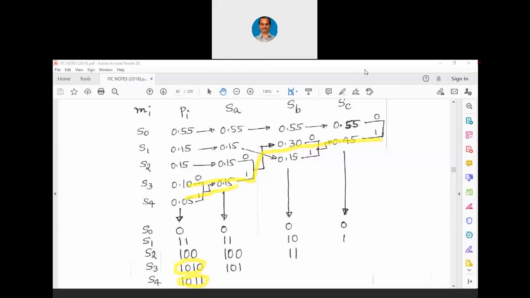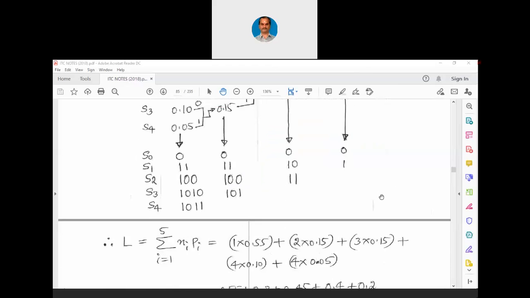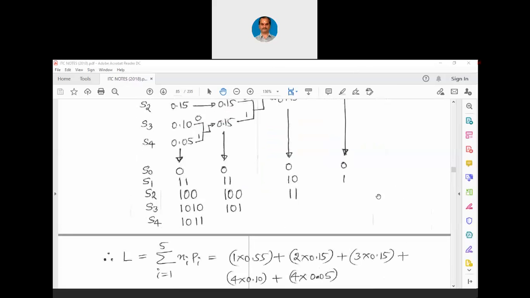The procedure is simple, but you will have to understand it clearly. Now, let us find out the efficiency. Finally, we have this code. Please note this. S0 is 0, S1 is 1, 1, S2 is 1, 0, 0, S3 is 1, 0, 1, 0, S4 is 1, 0, 1, 1. We have the final code, and you can see that there is no code which is a prefix of any other code.